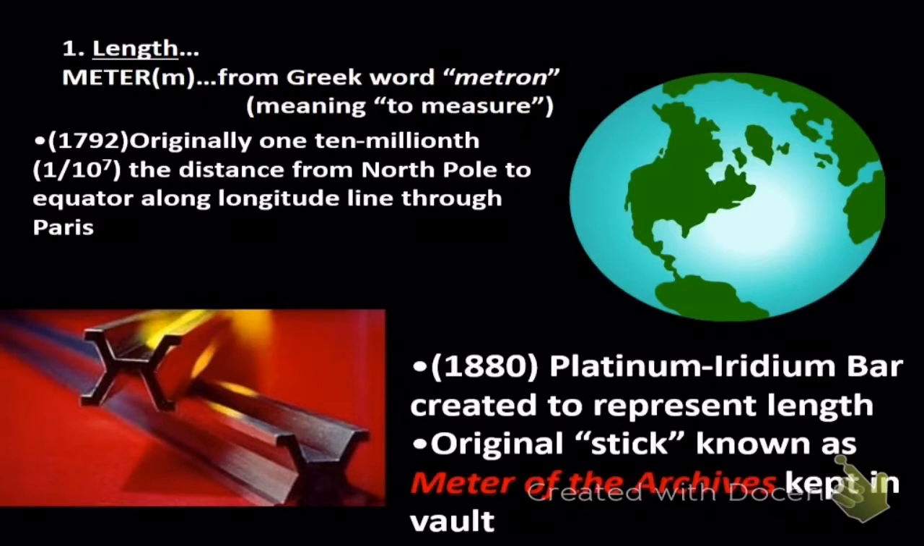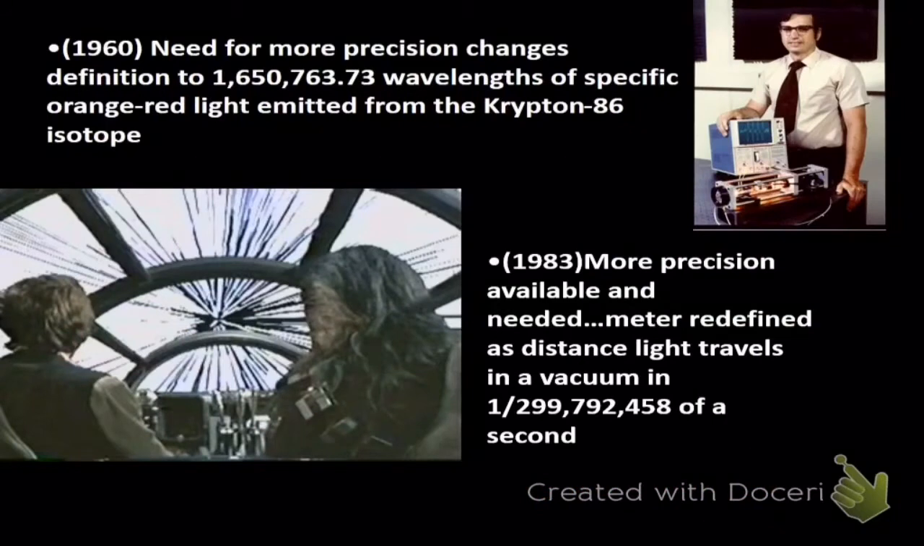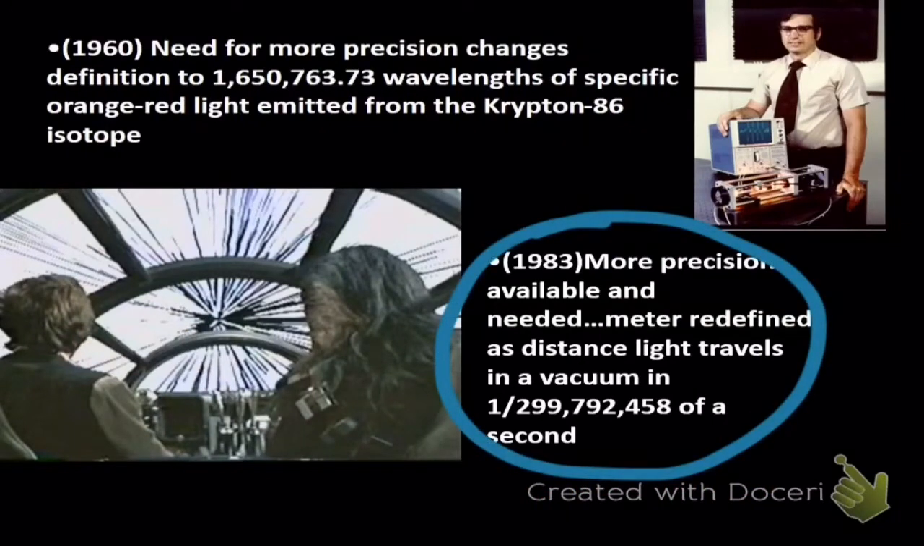The metric standard for length is called the meter, which comes from the Greek word metron, which means to measure. Originally, it was a fraction of the distance between the equator and the North Pole, and then we tried to find more efficient and effective ways to reproduce this standard. So at one point, it was an actual bar that they kept under lock and key, but we've since updated it.